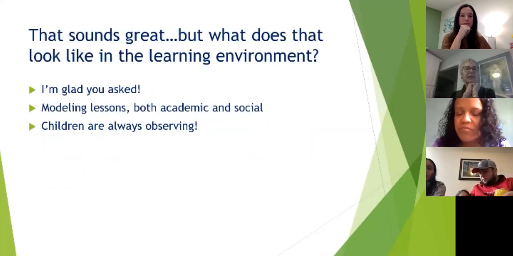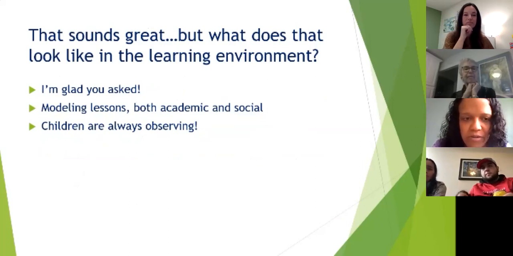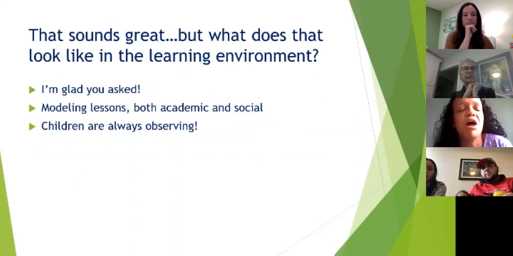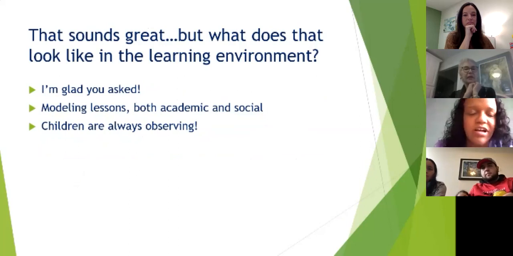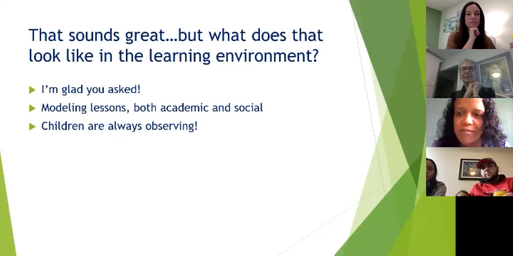So all that sounds great, but what does it look like in a Montessori learning environment? For us as Montessorians, we model lessons, both academic and social. Usually the social part we kind of consider what we call grace and courtesy. And the children are always observing. I know for those of you who've been around kids for any period of time, kids pick up on things that you never would expect them to. It could be maybe a hand gesture or maybe a word, kids are always observing the world around them.